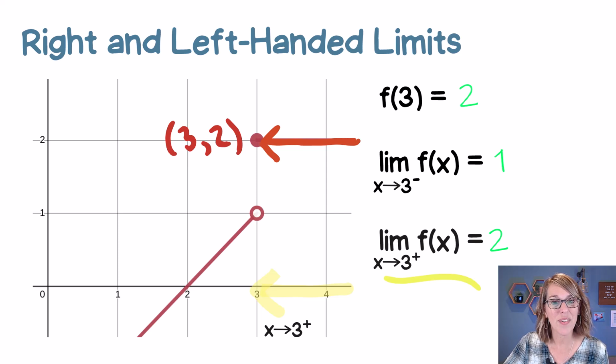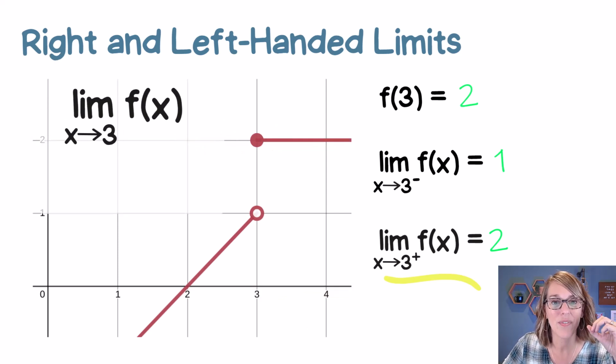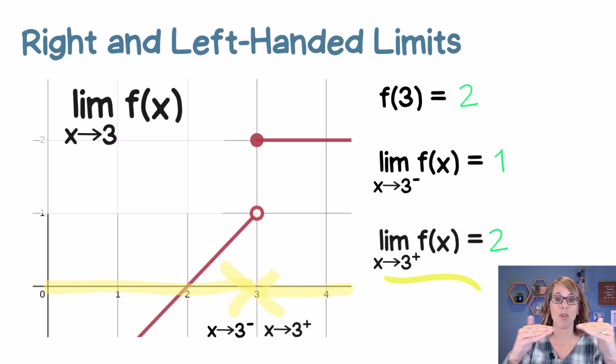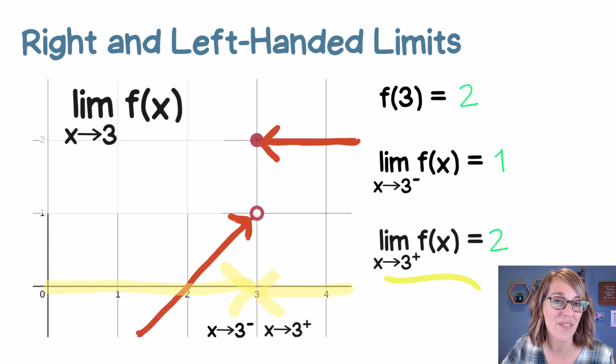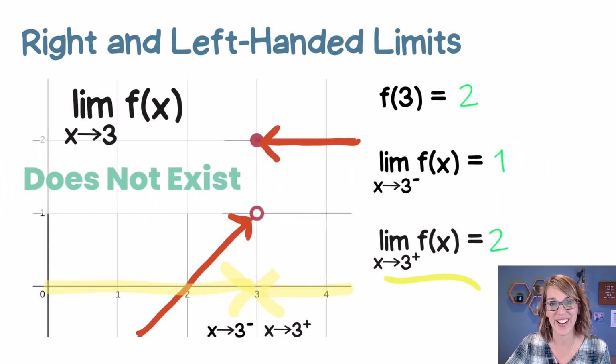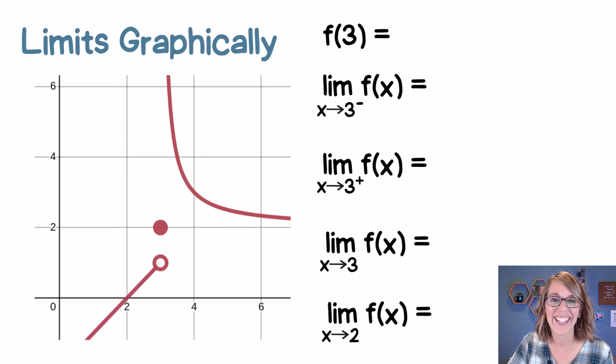Now we're also going to want to know what is the overall limit. So notice there's no superscript plus or minus on this one. This literally means the limit as we approach 3 from both directions. Now we just saw that those land at 2 different places, which means that the limit overall as x approaches 3 does not exist.